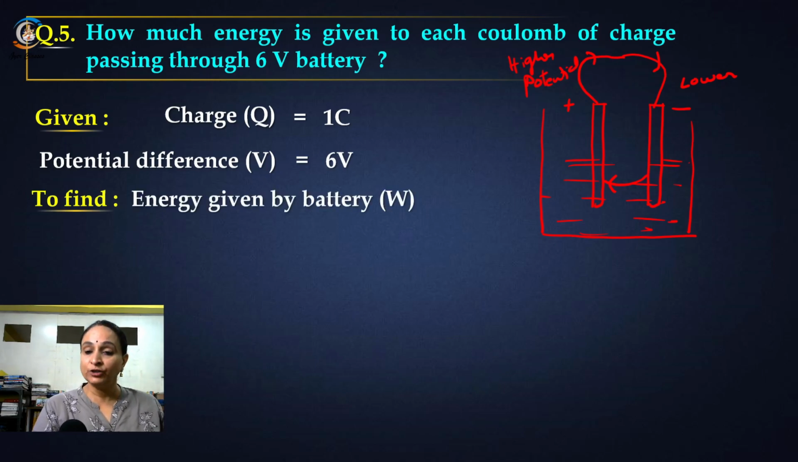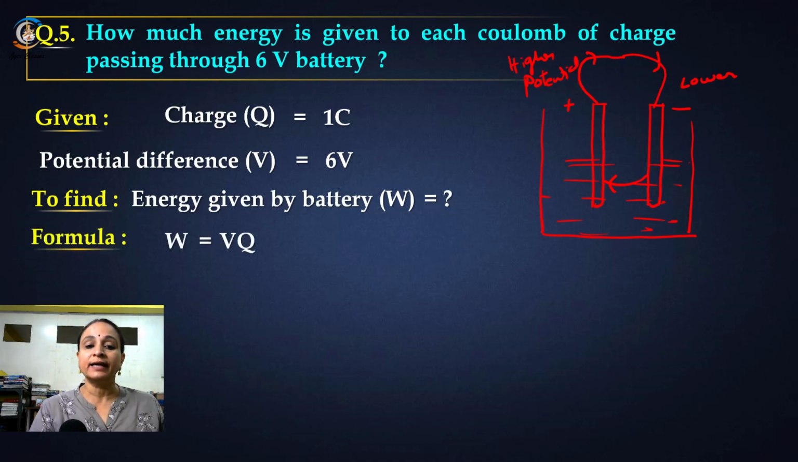वर्क डन, एनर्जी निकालने बोल रहा है, तो एनर्जी क्या होता है? दैट इज इक्वल टू वर्क डन ना बेटा. तो वर्क डन का फॉर्मूला तो बताओ. तो वर्क डन का जो फॉर्मूला होता है, that is potential into charge. Okay, what is the potential out here? That is equal to 6 volt.